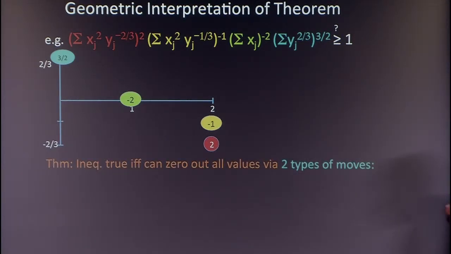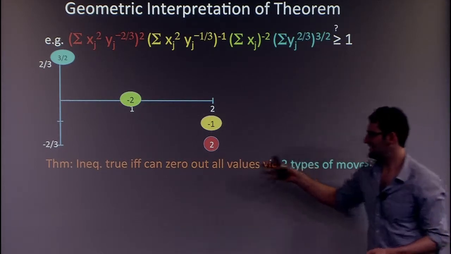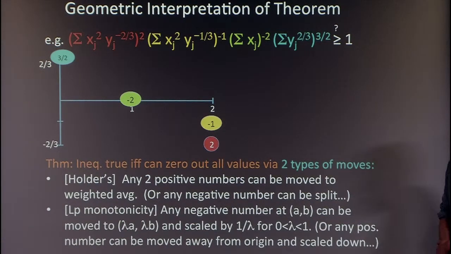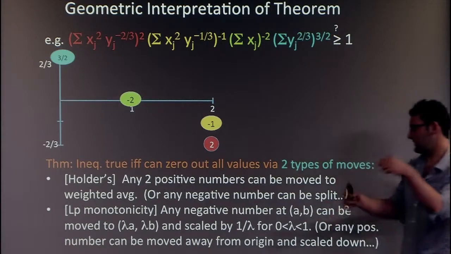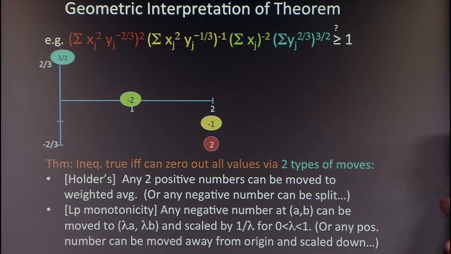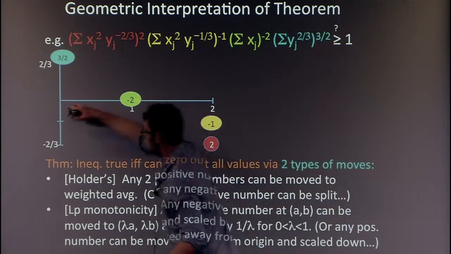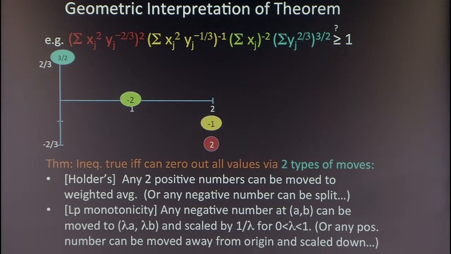So the theorem can be interpreted as saying that this inequality is always true if and only if we can zero out all of these values via two types of moves. So the Holder type move, where we can take any two positive numbers and we can move them to their weighted average. And then the LP monotonicity move, where we can slide any negative value towards the origin and increase its weight. Okay, so let's play this game. So what should our first move be?